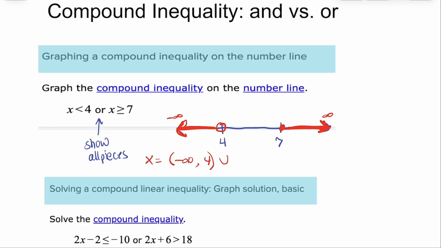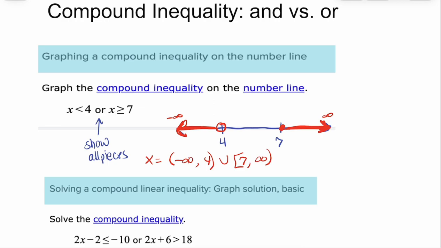So the U's are kind of, I think of as my little, oh, there's a gap there. I need to jump across that gap. And then the next number I get to is 7. I'm allowed to stand on 7, so I'm going to use a bracket. And then I'm going to keep on going. Now that one was already solved for us.